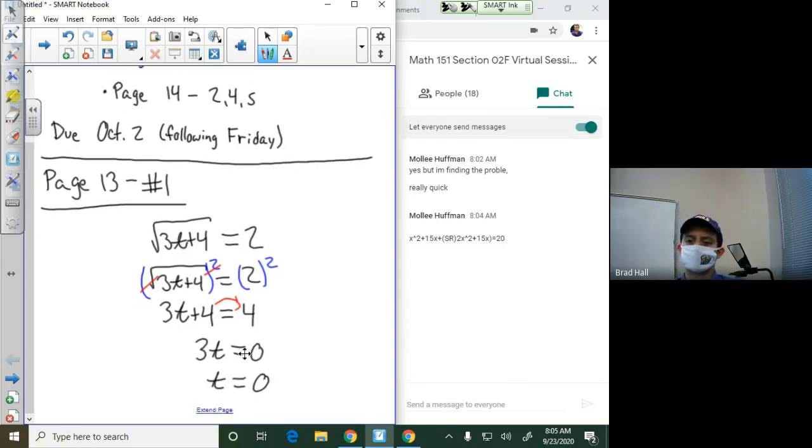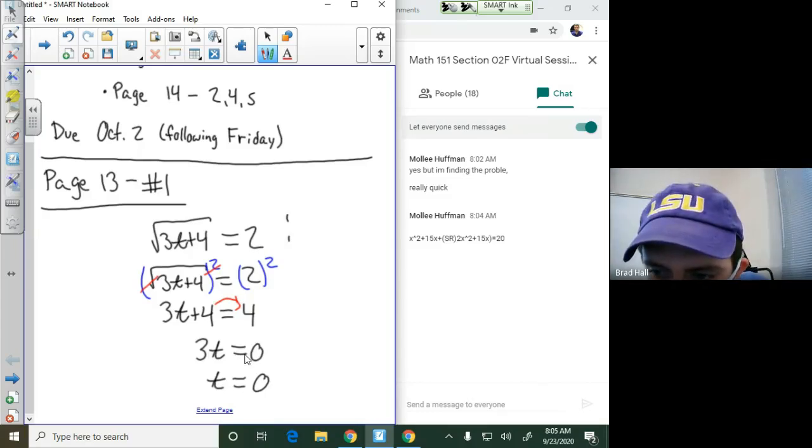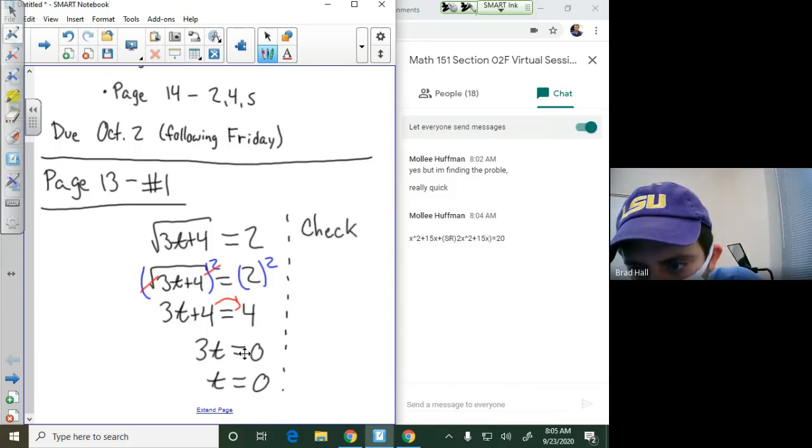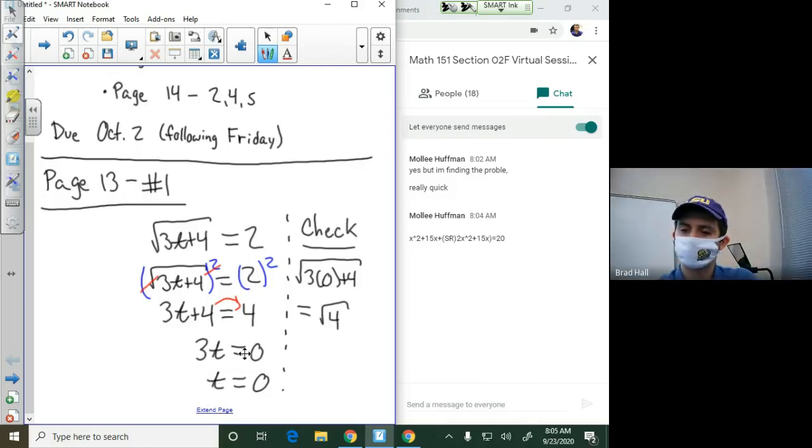So technically, we need to check our answers. So if you plug in to check, this would be the square root of 3 times 0 plus 4, which is just the square root of 4. And that's 2. That's it. So it works. Because I plugged in 0, and the equation at the very beginning is still true. So there's 1/6 of your workbook assignment right there.